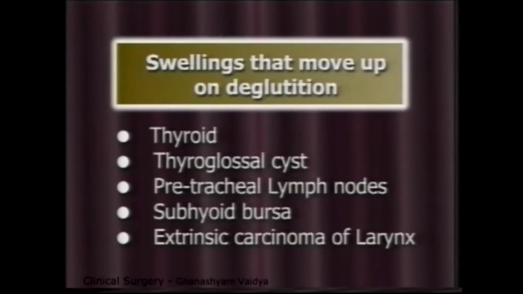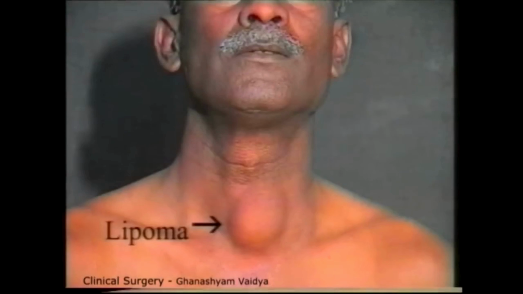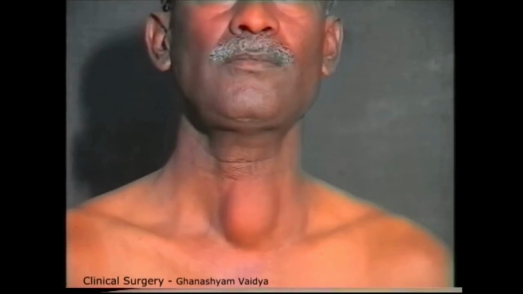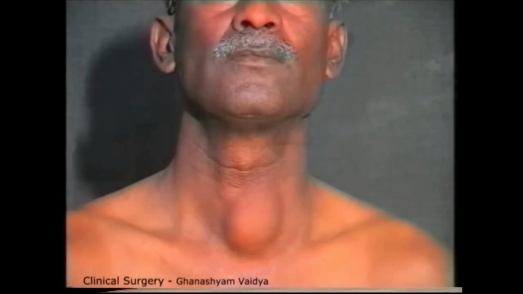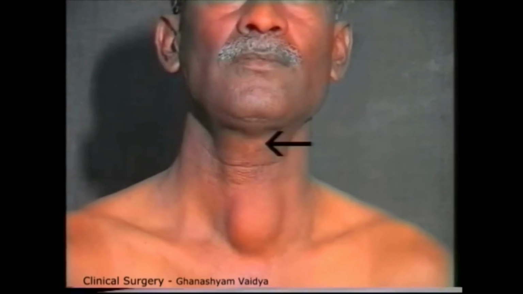moves up and down. Of course, we should not forget the other swellings that also move on deglutition, that is the thyroglossal cysts, pretracheal lymph nodes, subhyoid bursa, and extrinsic carcinoma of the larynx. A swelling which is not attached to the pretracheal fascia, like this lipoma, will not move upwards during deglutition. Note the upward movement of the thyroid cartilage, but not of the swelling.